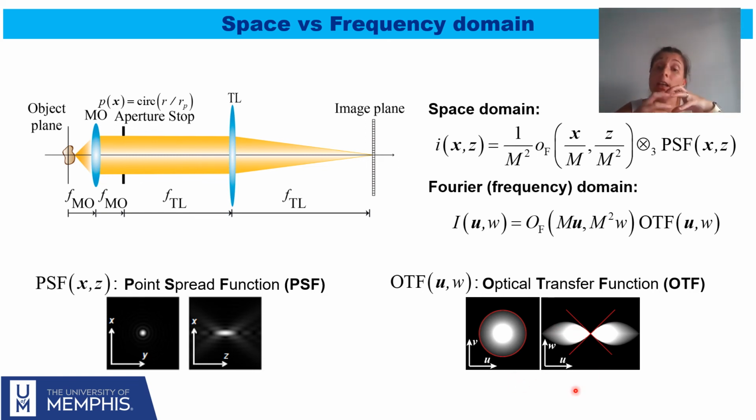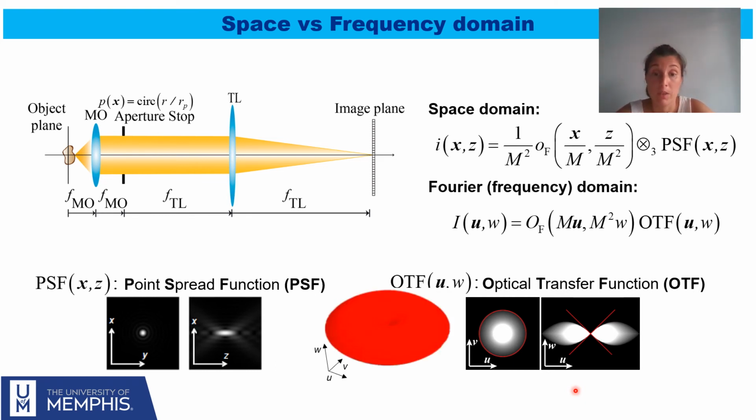Because the OTF is a compact support function, the limits of the OTF are related to the frequency, right? And if we make the 3D distribution, it's what we have here, that kind of donut shape, where the frequencies in the middle are not getting transferred, are getting blocked.